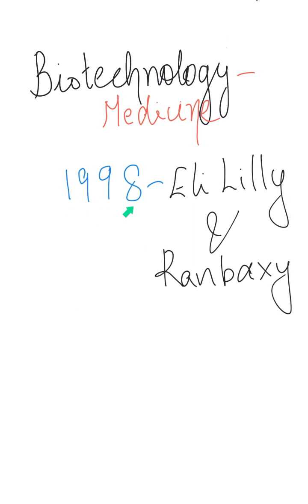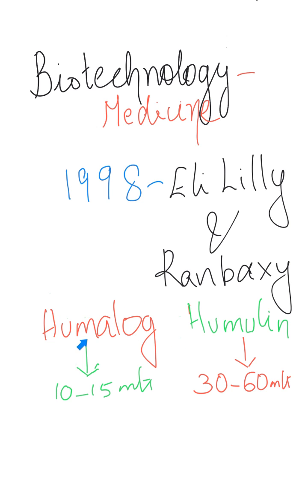In 1998, Eli Lilly and Ranbaxy launched the diabetic drug Humalog, an analog of human insulin, which is more expensive than other insulin products and is absorbed by blood within 10 to 15 minutes as against the 30 to 60 minutes time frame of other regular insulin products.